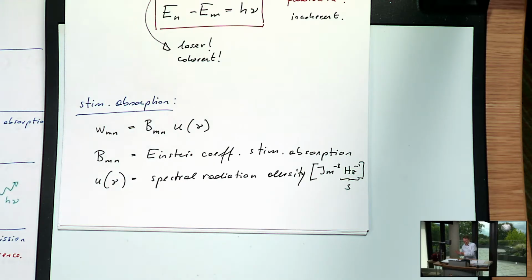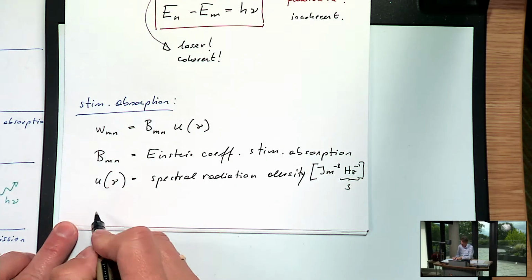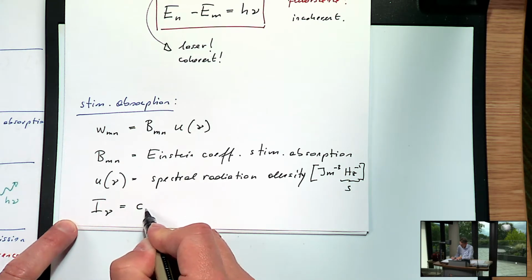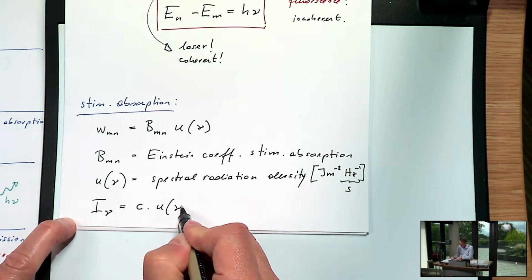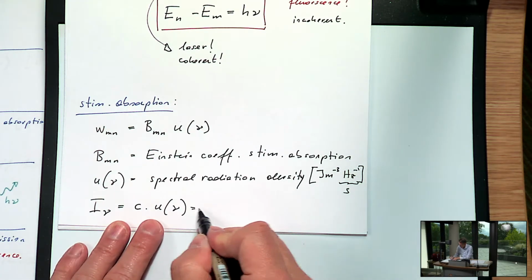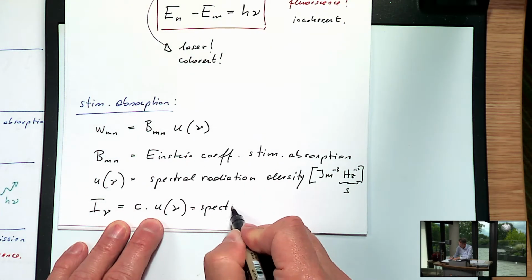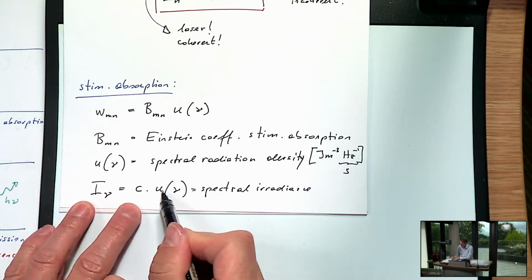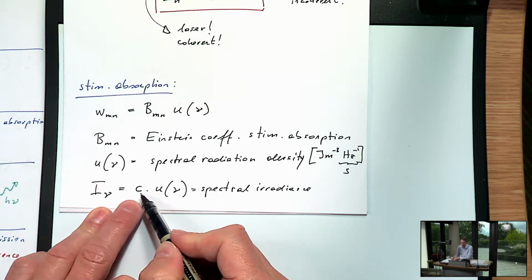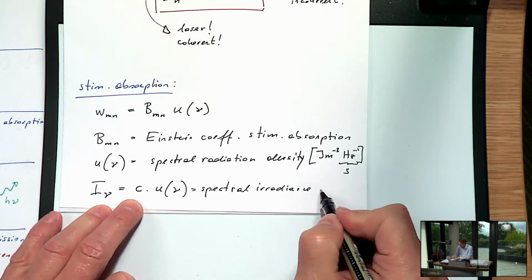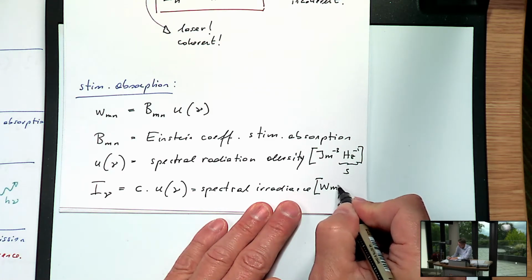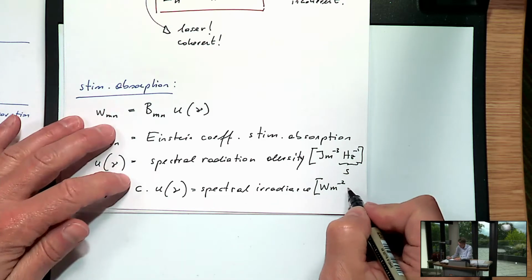It's very directional, right? So when you deal with laser light, it is better to deal with I nu, which is given by the speed of light c times u nu. And if you work out the units, this is called the spectral irradiance, and obviously it's related to the spectral radiation density u of nu by just a multiplication with the speed of light, just a constant. But the units of this are watts per square meter per hertz.